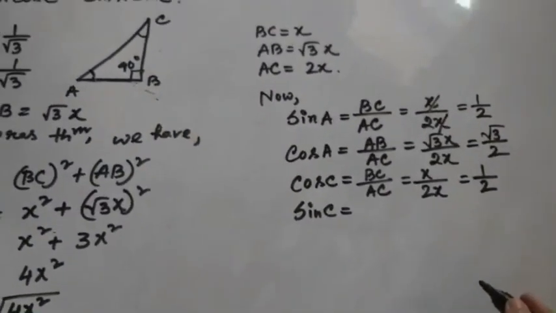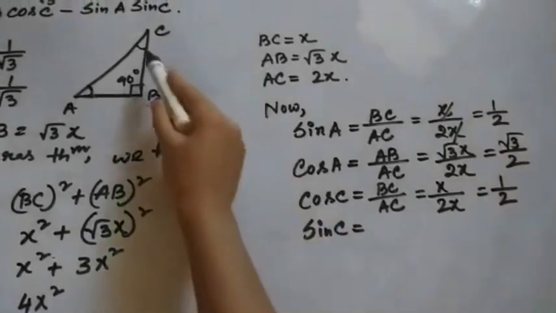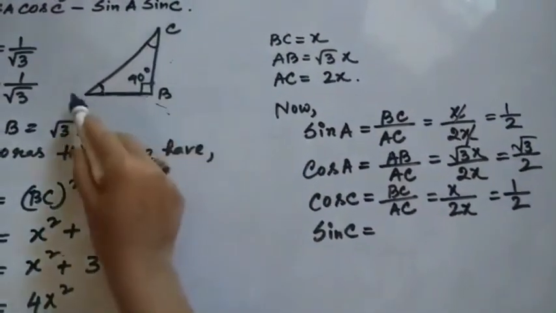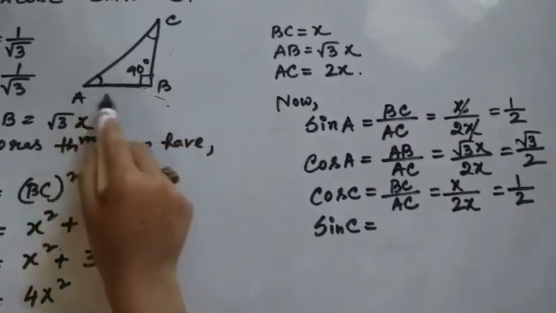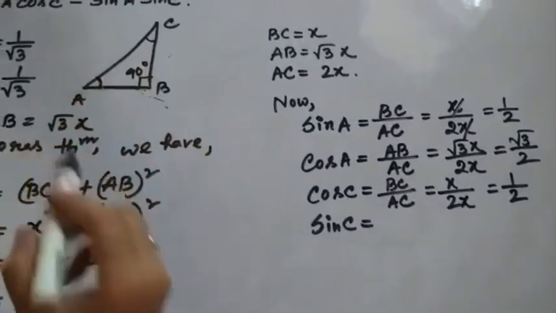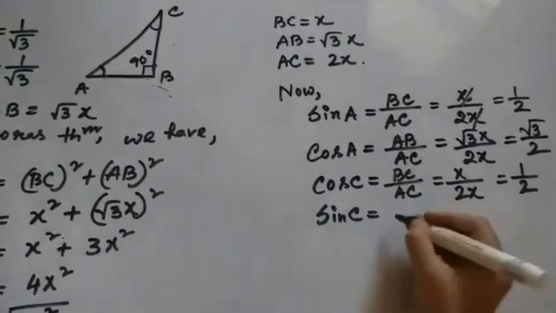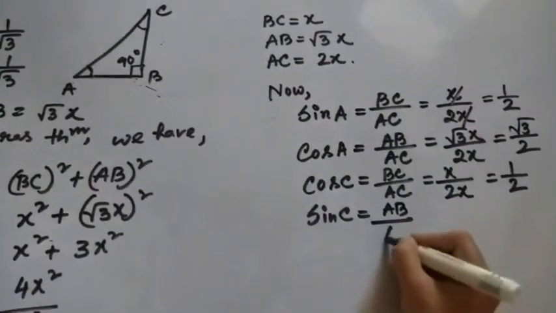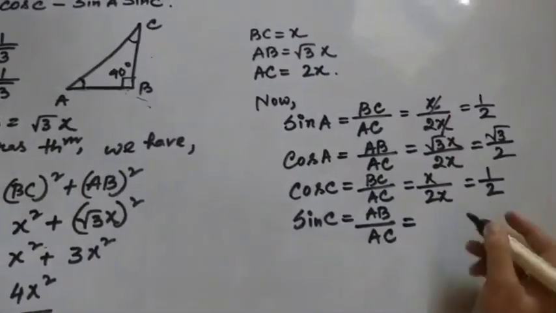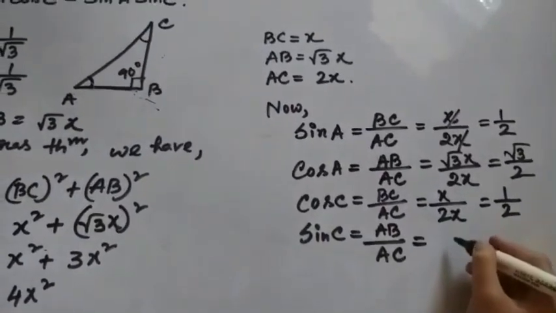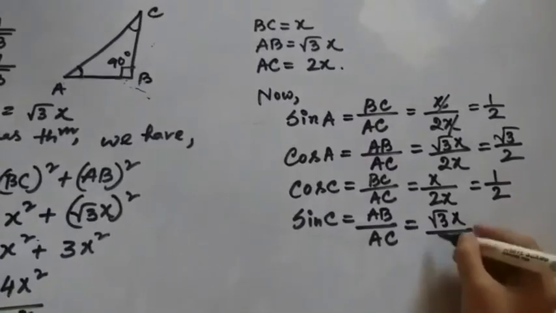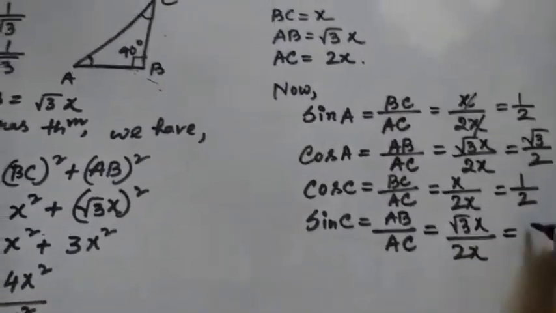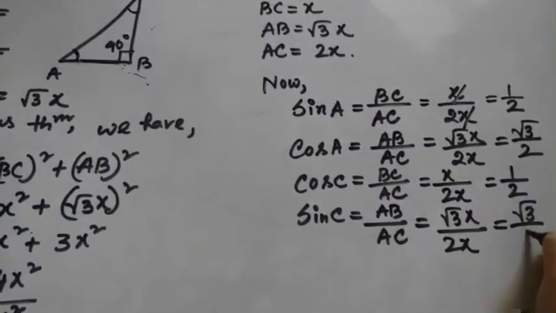After that we need to find out sin C. So according to angle C, the opposite side of angle C will be AB. That means this is perpendicular divided by hypotenuse. That is the formula of sin C. So that means AB by AC. What is the value of AB? Root 3x divided by AC, that means 2x. So this is root 3 by 2.